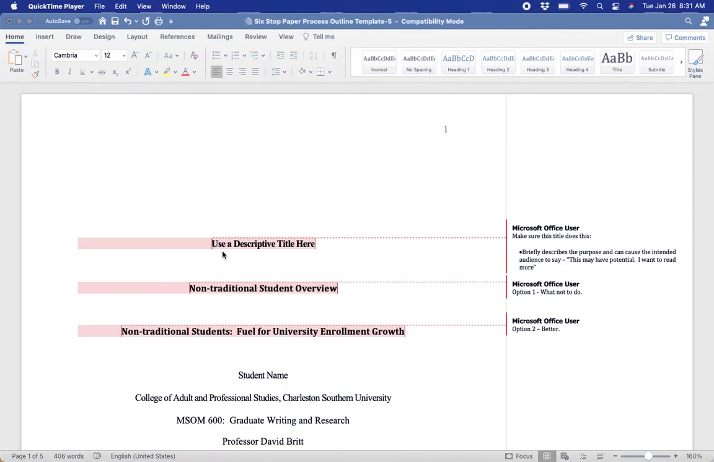I want to talk briefly about a descriptive title. I've made some comments on some of your papers as it relates to this. Remember, your title is not something that you're putting together for your benefit. You're putting it together so that a potential reader will be compelled to go further. You need to make sure that it briefly describes the purpose and the intended audience so that again they'll say, "Hey, this has potential. I want to read this."